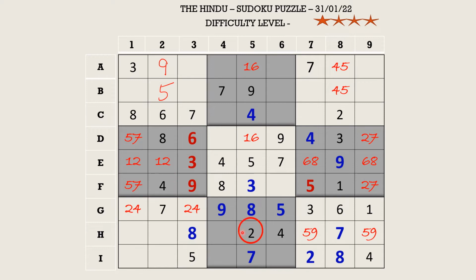There is a 2 which blocks this row H, and there is a 2 in row I which blocks this cell. So E2 takes 2. So this 2 cancels out the 2 here, and E1 becomes 1. Now in column 2 there are only 2 empty cells and the missing numbers are 1 and 3.